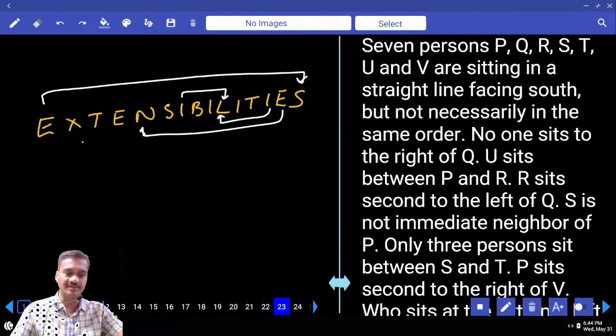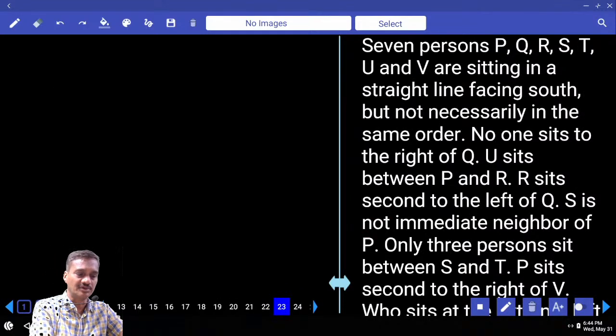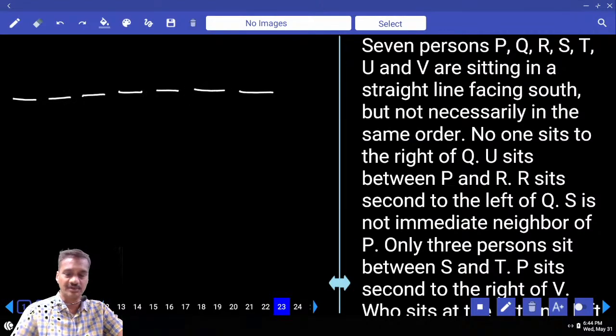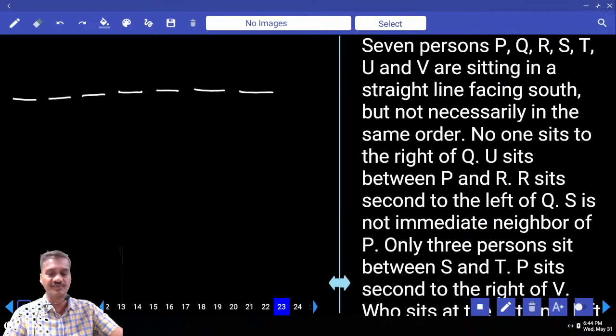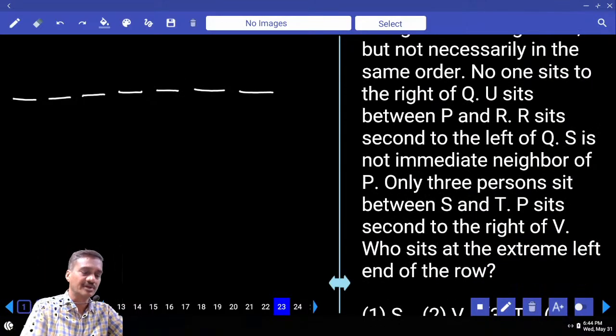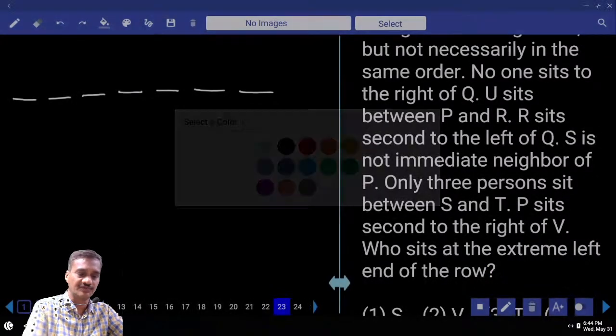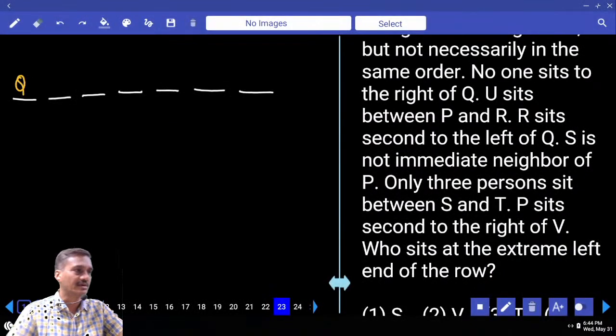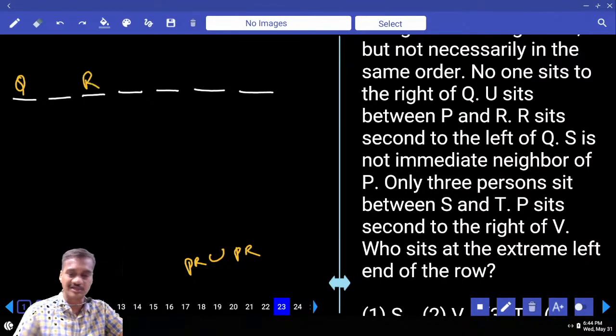Then in this 23, how many persons are there? There are 7 persons, 1, 2, 3, 4, 5, 6, 7. These 7 persons are sitting in a row facing towards south. No one sits to the right of Q. None of the persons are sitting to the right hand side of Q, hence Q must be here. And U sits in between P and R. R sits second to the left of Q.